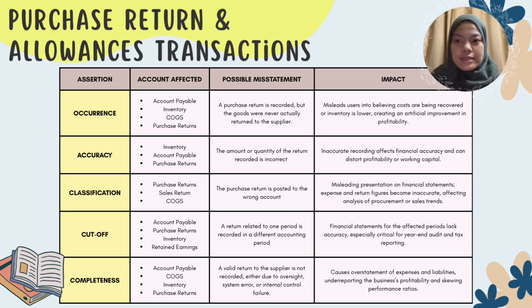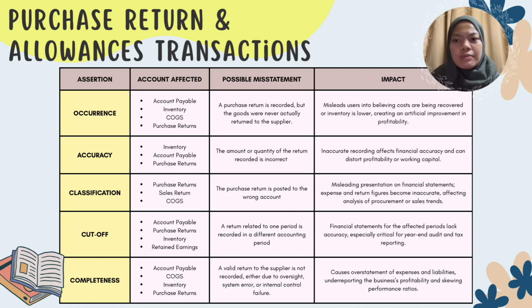First, occurrence. Possible misstatement for occurrence was a purchase return is recorded, but the goods were never actually returned to the supplier. So the impact was misleading users into believing costs are being recovered or inventory is lower, creating an artificial improvement in profitability. Next was accuracy.